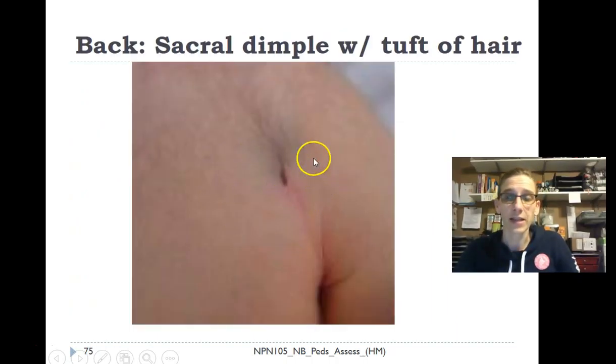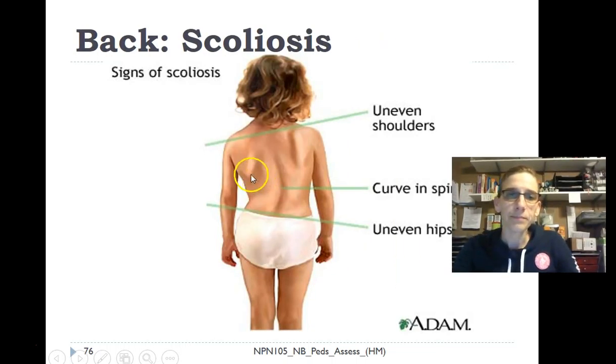Okay, here's a picture of a sacral dimple with a tuft of hair. It's a little bit difficult to see, but notice this is not completely closed and they have this tuft of hair right around here. That would get ultrasounded to determine if there were any kind of nerve damage going on, such as with spina bifida. Here's scoliosis, so we've got uneven shoulders, the curvature in the spine, and uneven hips.